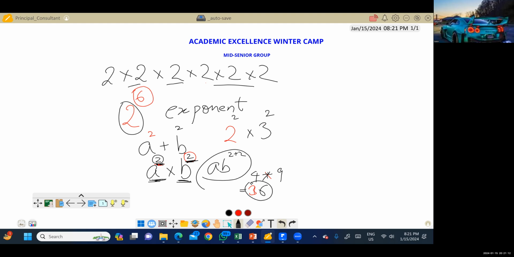Now, if I do this, instead of expanding and multiplying, if I say 2 into 3, I add this 2 plus 2. How much does it become? Can I add this directly over here? 2 plus 2, 4. 2 into 3, 6 to the power 4. Will I get this answer?